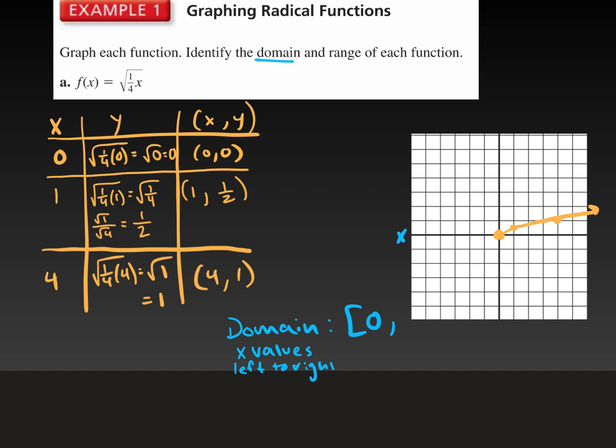So it keeps going to what? To infinity. So it'd be 0 to infinity, because it's infinity over here. So the graph starts at 0 and goes to infinity.